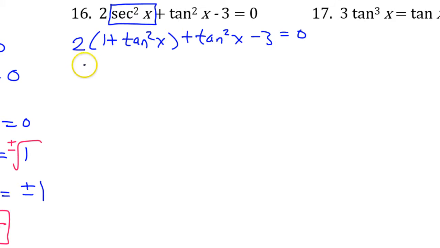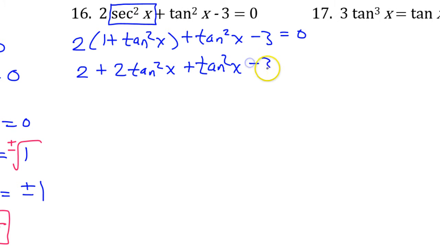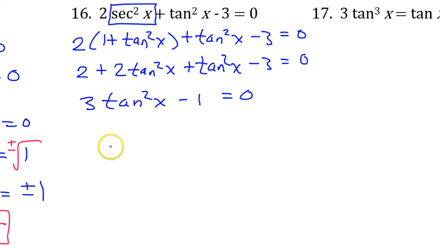Okay, so that is going to give me a distributive property here. That'll be 2 plus 2 tangent squared x plus tangent squared x minus 3 is equal to 0. These are like terms. 2 tangent squared plus 1 tangent squared is 3 tangent squared x. Also, 2 and negative 3 are like terms. Putting those together, I get negative 1. And all of this is equal to 0.